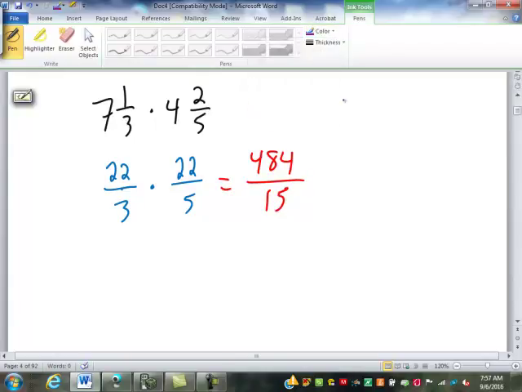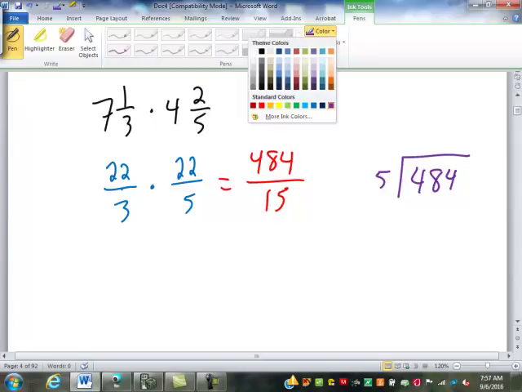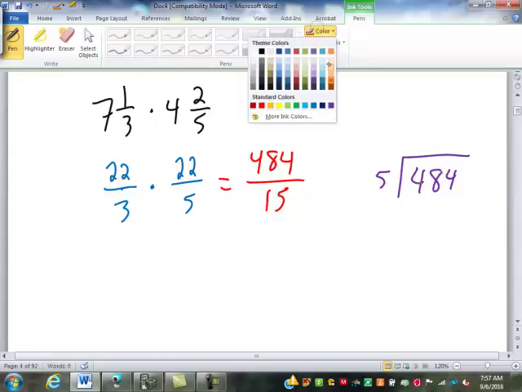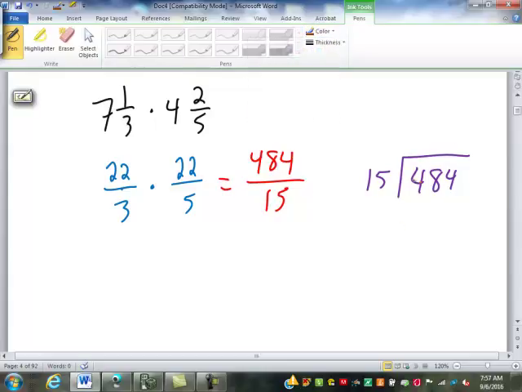Now here's the difficult part of this process, is we now have to reduce that back into a mixed number. So it is going to be 484 divided by 15. 15 does not go into 4. 15 does go into 48 3 times. That's 45. 3 left over, bring down the 4. 15 goes into 34 twice. 2 times 15 is 30. There's 4 left over. So it is 32 and 4/15.